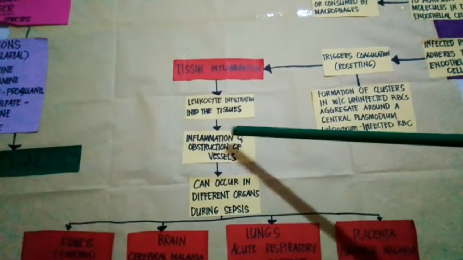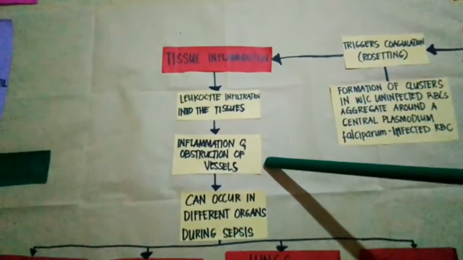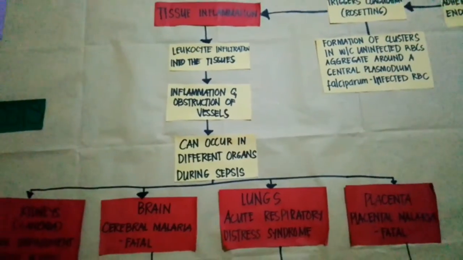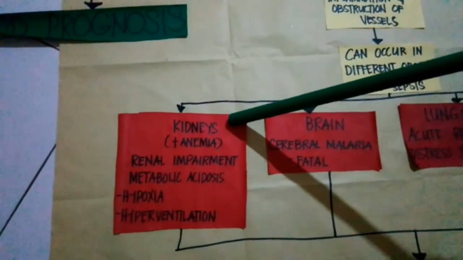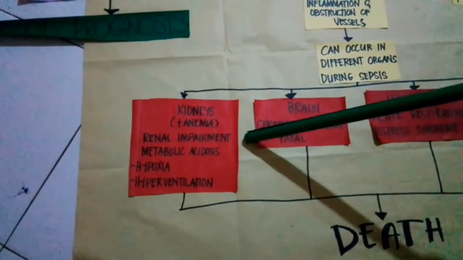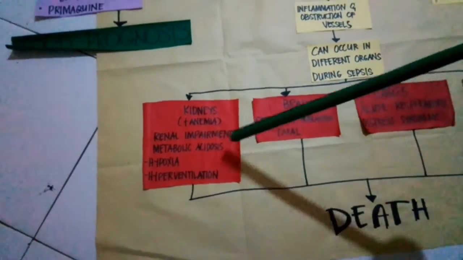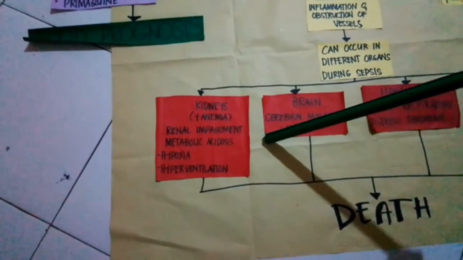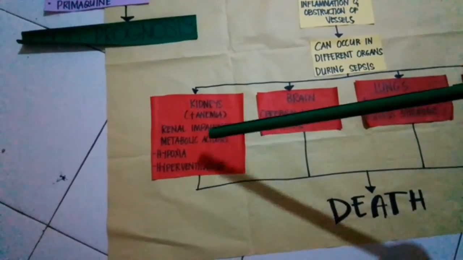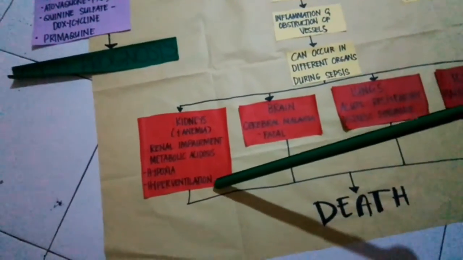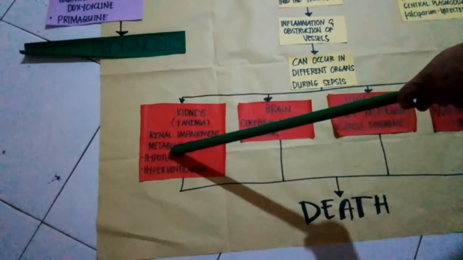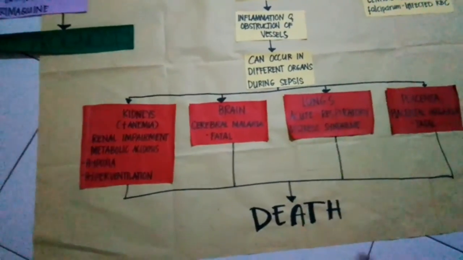And then it becomes a systemic infection, sepsis, so it can happen anywhere in the body. It can occur in different organs during sepsis. For example, first in the kidneys. If it is in the kidneys and the patient is also anemic, because the hemoglobin is destroyed, it can cause renal impairment and metabolic acidosis. Metabolic acidosis can cause hyperventilation, because oxygen is low and carbon dioxide is high. So the person hyperventilates, because they need to expel the carbon dioxide in exchange for oxygen, and there is hypoxia because oxygen is low, due to low hemoglobin.